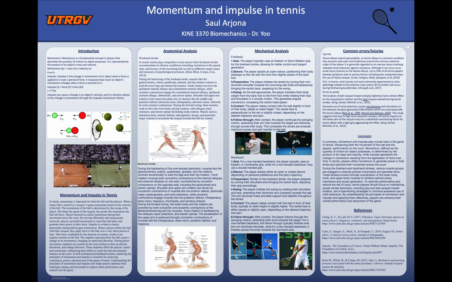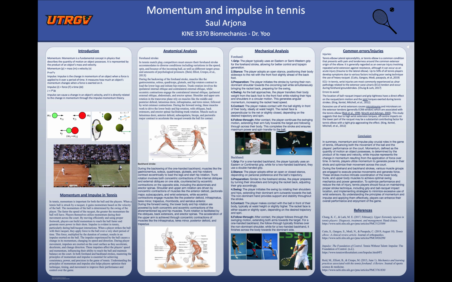In the backhand stroke, during the backswing of the one-handed backhand, muscles like the gastrocnemius, soleus, quadriceps, gluteus, and hip rotators contract eccentrically to load the legs and start hip rotation. Trunk rotation involves both concentric contractions of the internal obliques and external obliques on one side, counteracted by eccentric contractions on the opposite side, including the abdominals and erector spinae.